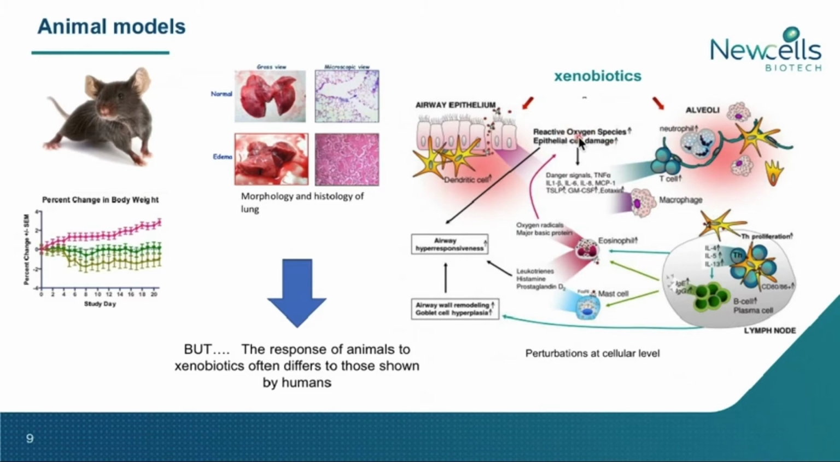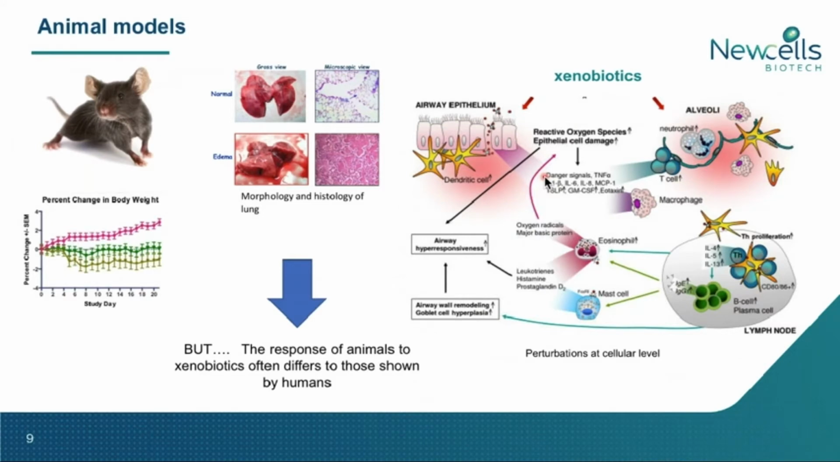You can measure reactive oxygen species, you can measure epithelial cell damage, damage signals such as cytokines again, ingress of innate immune cells. But the great problem with doing that is that the response of an animal lung to a xenobiotic substance or to a viral infection is often very different to that which we would expect to see in a human. So data that we would get from animal models has to be checked with some degree of caution. And of course, quite apart from the ethical perspective of using a living creature to test out something that may not be of direct relevance to humans, such as an industrial chemical.